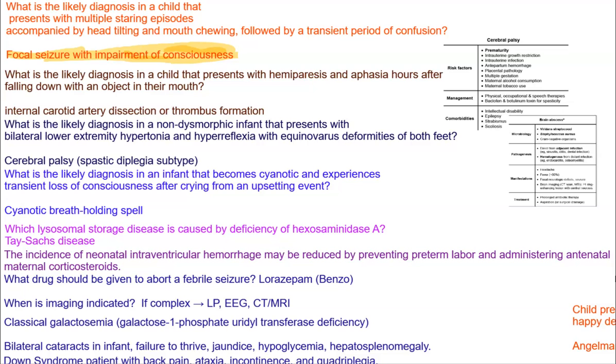Okay. So which lysosomal storage disease is caused by a deficiency in hexosaminidase A? That's going to be Tay-Sachs. And remember, sphingomyelinase deficiency is associated with Niemann-Pick. The incidence of neonatal intraventricular hemorrhage may be reduced by preventing preterm labor and administering antenatal maternal corticosteroids. Which drug should be given to abort a febrile seizure? I hope that you're thinking of lorazepam. And then what imaging is indicated? If it's a complex seizure, then you want to do an LP, EEG, and CT and MRI.